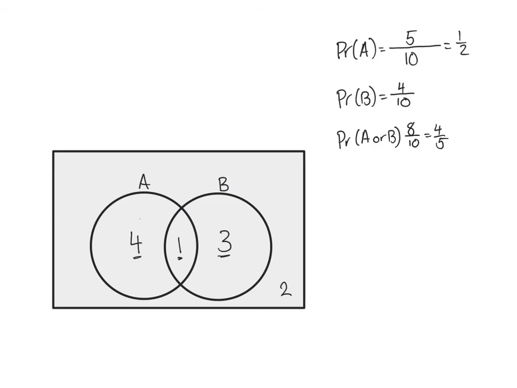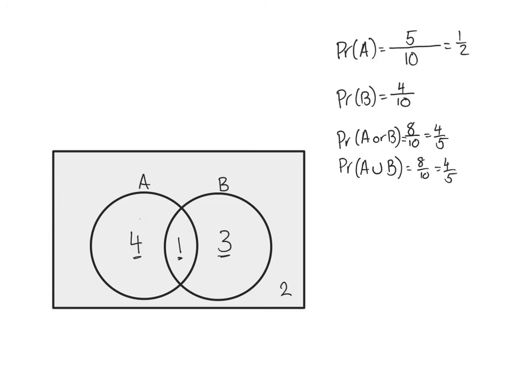Now, we mentioned the word union before. Another way of writing this is A or B, and that symbol there is just the union symbol. That's the special probability symbol that we use. They both mean the same thing: 8 out of 10, or 4 out of 5.